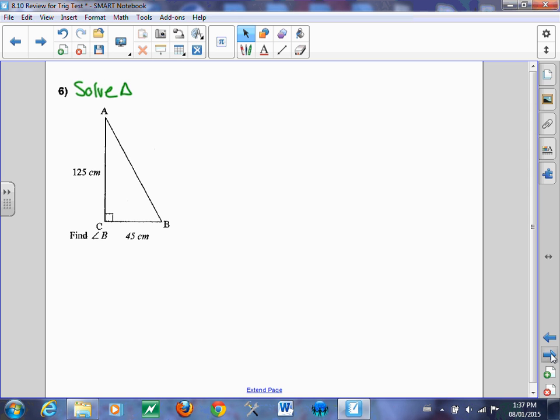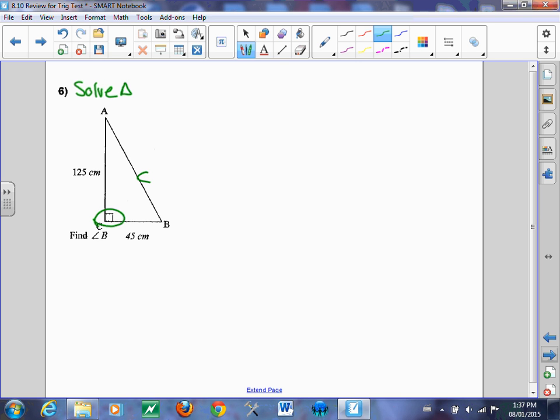Example 6 is another solver. Believe it or not, we only have one more after this. Look at this triangle, folks. Notice we have a 90 degrees, so we're either using SOHCAHTOA or Pythagorean theorem. Well, we can actually use both. Since we have 90 degrees, let's use Pythagorean theorem to find the side length.